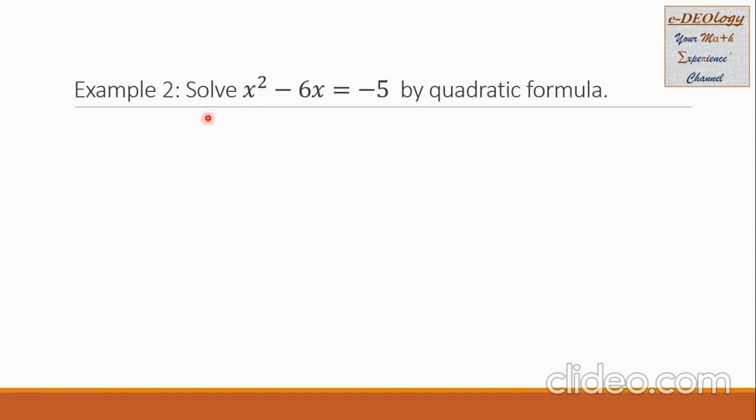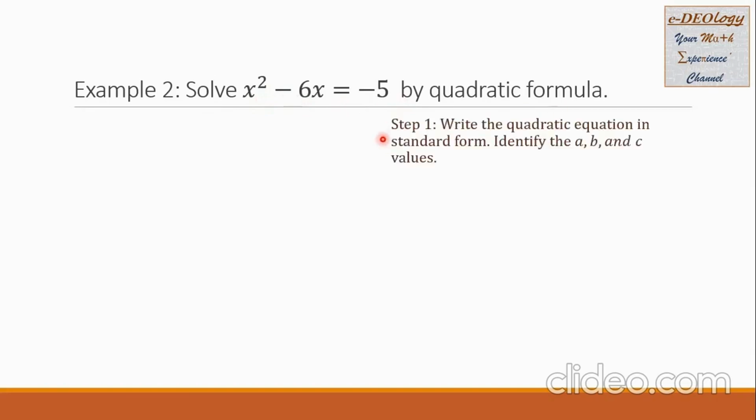Let's have example 2. Solve x squared minus 6x equals -5 by quadratic formula. Step 1. Let us write the equation in standard form. We can see here that the constant -5 is on the right. The standard form says the right side must be equal to 0. So we will transpose the -5 to the other side of the equation, and the sign must be changed. So the -5 becomes +5 on the left side, and it is equal now to 0.